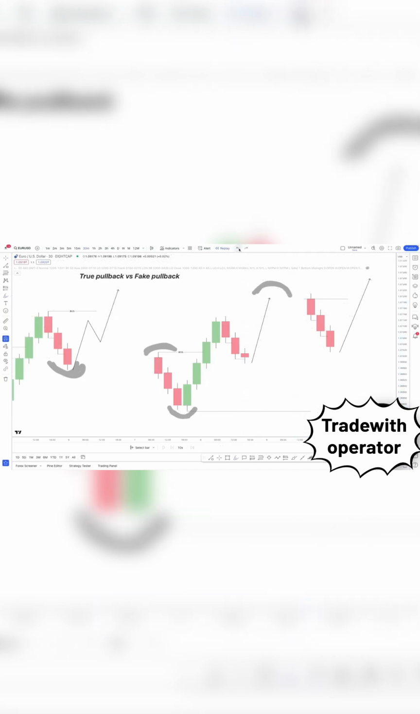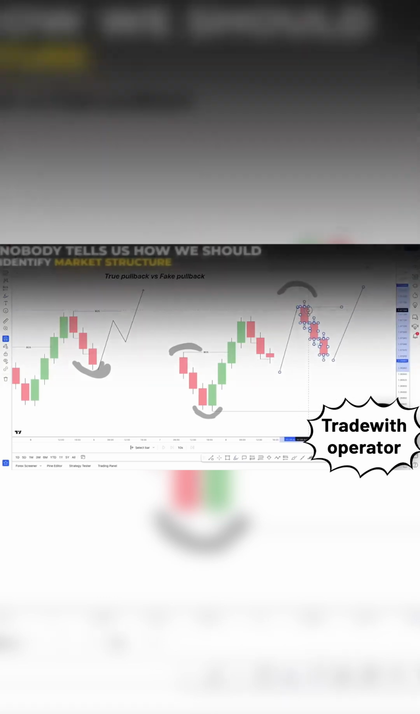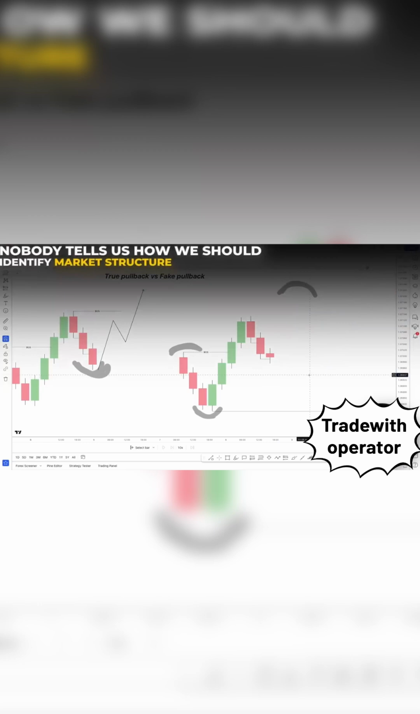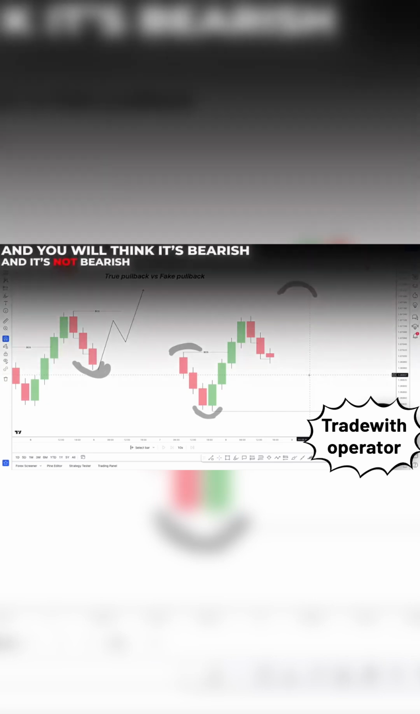This is something that I struggled with so many times. And the thing is, everybody tells us market structure is so important. Market structure is so important. But nobody tells us how we should identify market structure. Because if you don't have these rules in place and you try to go look at the markets and use market structure, I can almost guarantee you will be wrong so many times. You'll be caught on the wrong side of the market. You'll think that price is going to trade higher. You'll draw a random low as your swing low, and then price will invalidate that low. And then you'll think it's bearish, and it's not bearish.